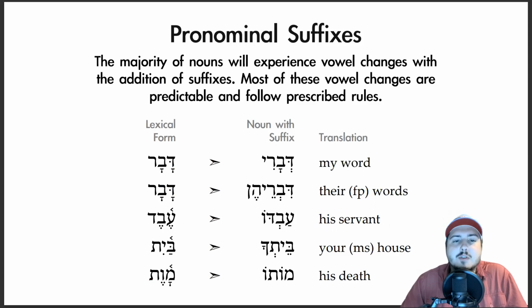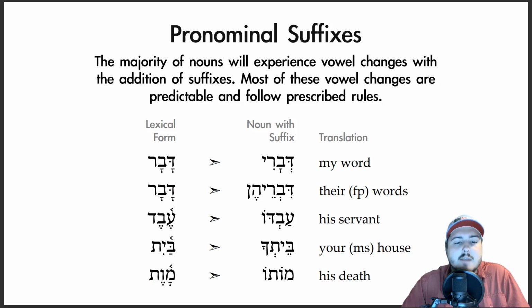Majority nouns are going to experience some vowel changes with the addition of suffixes because it's pulling away from the front, right? You're having some propretonic reduction, pulling away from the front by adding stuff to the end of that word. Most of these vowel changes are predictable and follow prescribed rules. Davar becomes devari, devar, devari, devar, devarehin. Eved becomes avdo. Bayit becomes bayitka. Mavet becomes moto, his death.